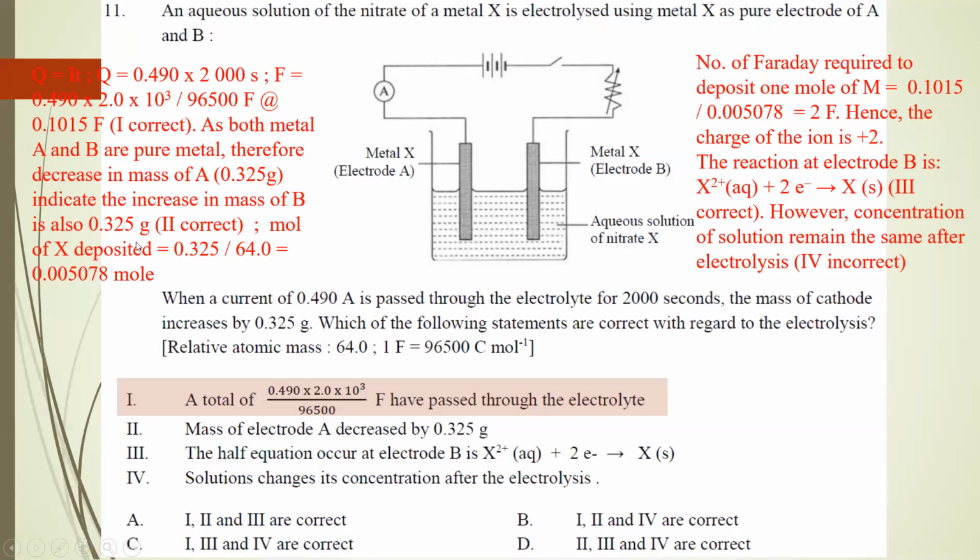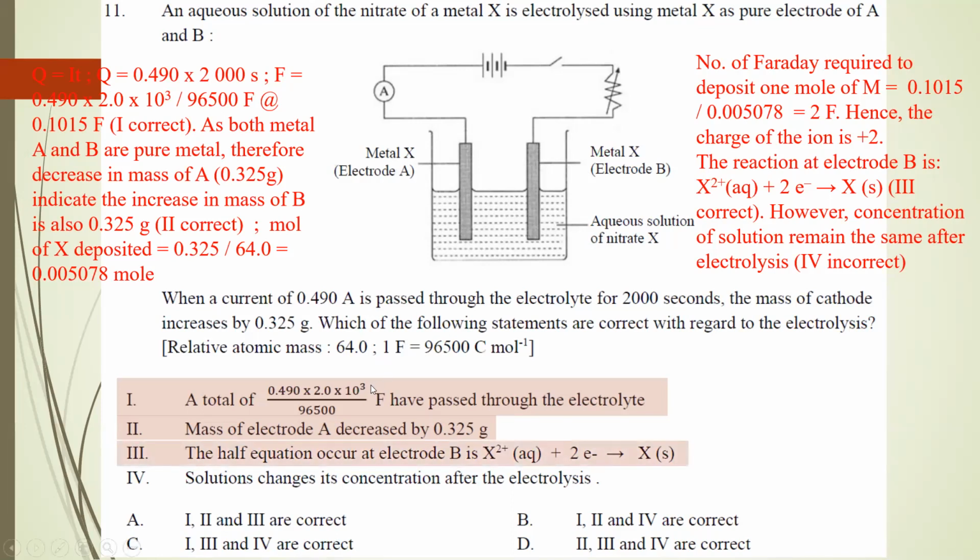So the mole of X deposited in here will be 0.325 divided by 64, you get 0.005078 mole. Okay, so in another word, the number of Faraday constants required in here to deposit 1 mole is 0.1015 divided by 0.05078, which is 2 Faraday. So therefore, the charge of the ion is +2. Okay, so you compare step 1 and step 3. As a result, the equation goes like this: X2+ plus 2 electrons to X. In here, the half equation is correct.